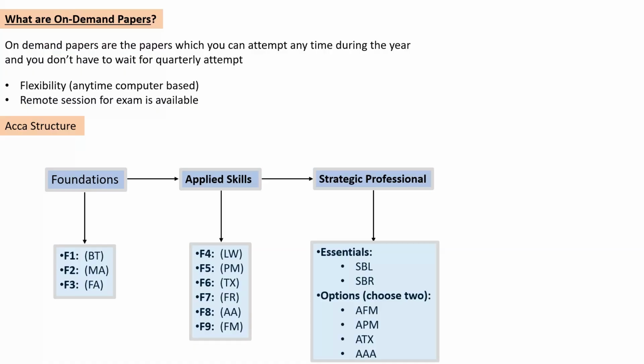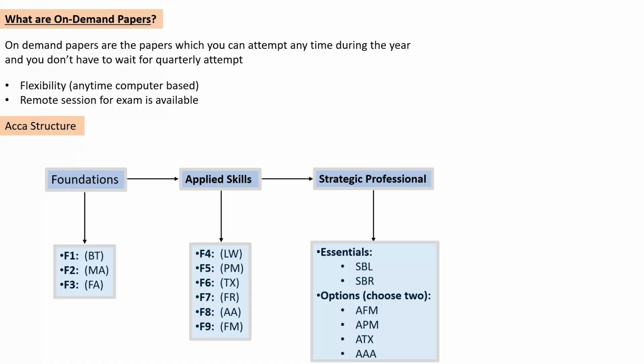And in the strategic professional level, you have to choose two more exams from the given four options, which are AFM, APM, ATX, and AAA. In this video, we will break down and talk about the three papers of the foundation level and one paper, which is F4 Law, from the applied skills exams.